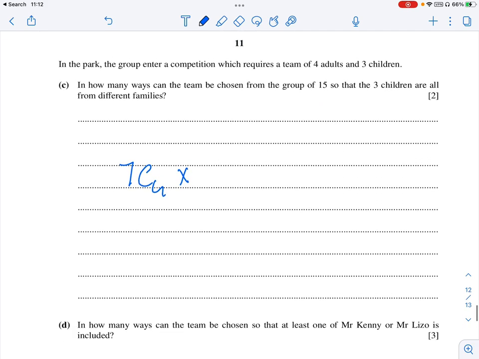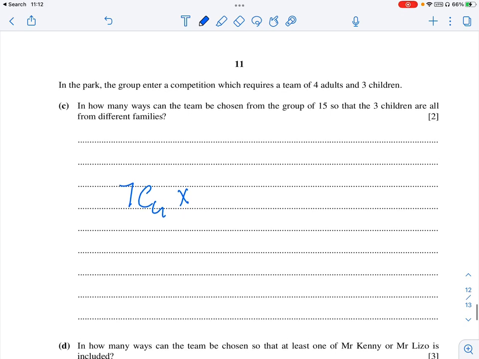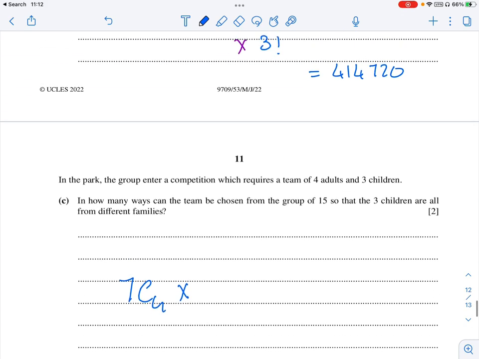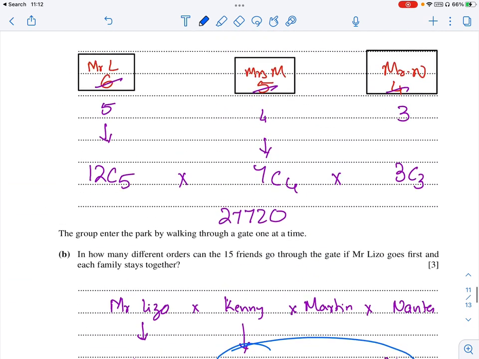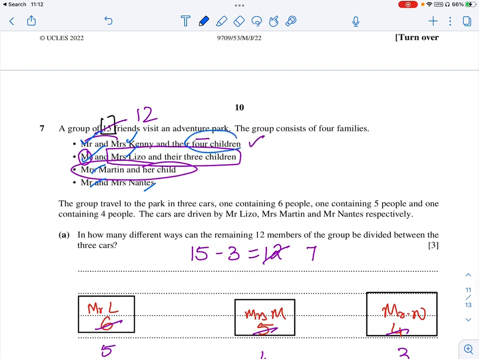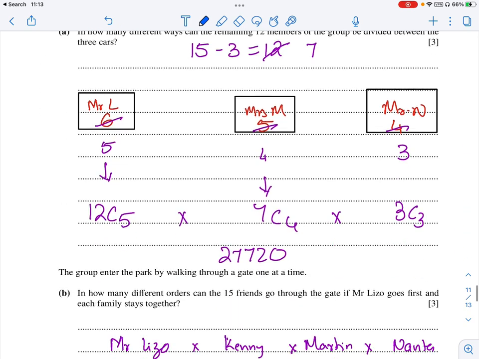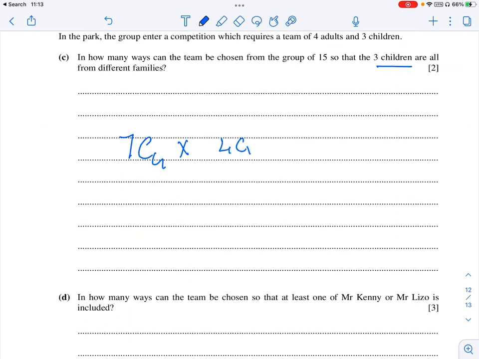Now 3 children. And what is the condition for the 3 children? All 3 are from different families. So what am I going to do? 3 children are to be selected, and all are from different families. So first of all I select from 4, 4C1, one family is over. Next one I'll select from 3, 3C1, and this one is going to be 1C1. So 4C1 times 3C1 times 1C1. So it's going to be 420.